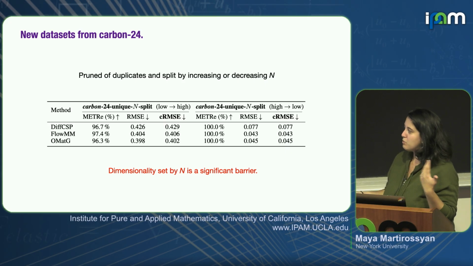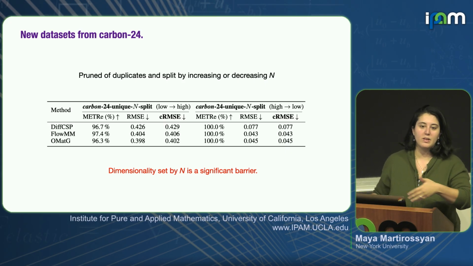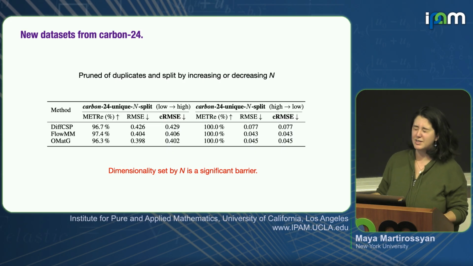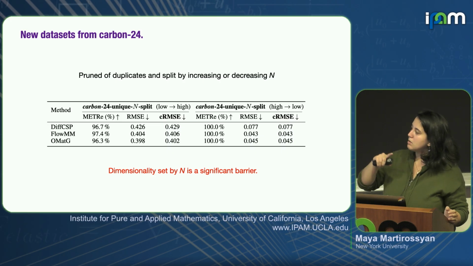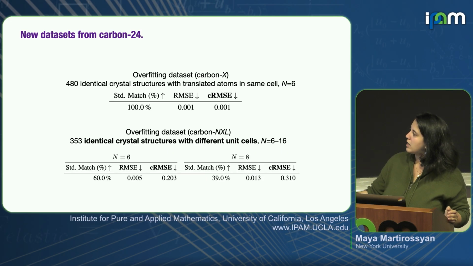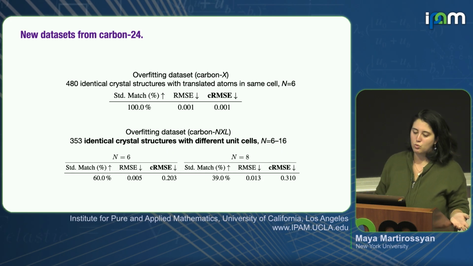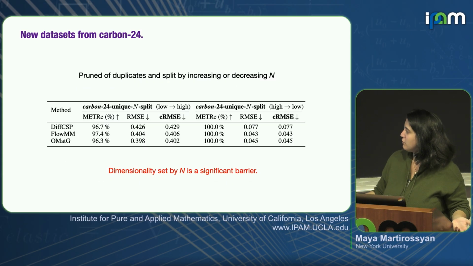So the takeaway from all of these different fun overfitting data sets is that this dimensionality set by your number of atoms is a significant barrier. At least in these two cases, we've taken away the complexity of the structure, because you just have to learn one structure. Versus here, you're still learning a diversity of structures.